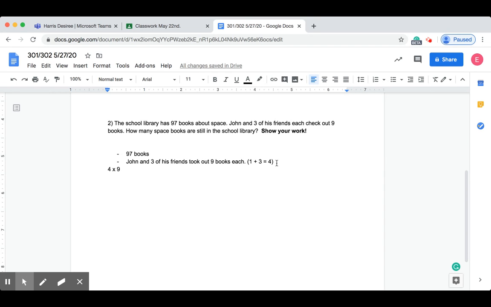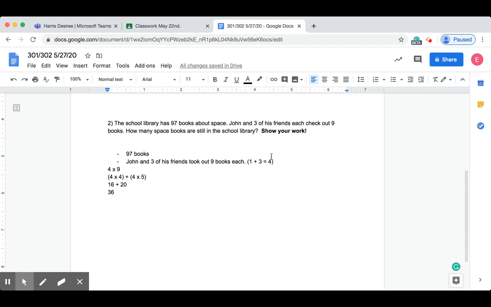Now, if I don't know 4 times 9 off the top of my head, I could use the distributive property that we have been using. So I can do 4 times 4 plus 4 times 5. 4 times 4 is 16 plus 4 times 5 is 20. 16 plus 20 equals 36. So I know 4 times 9 equals 36, but I'm not done yet.